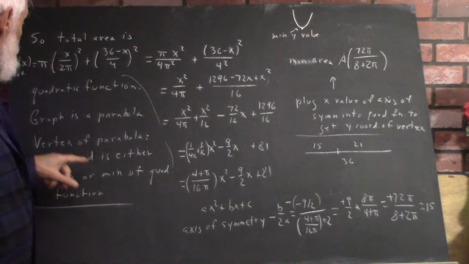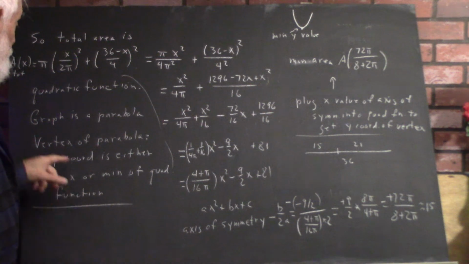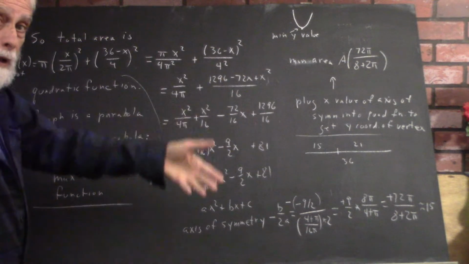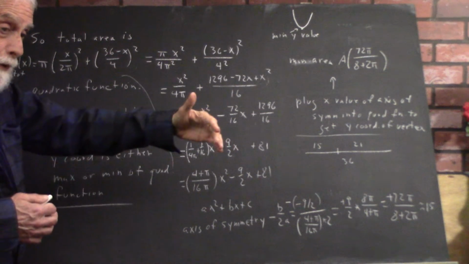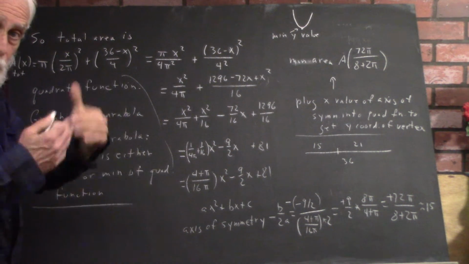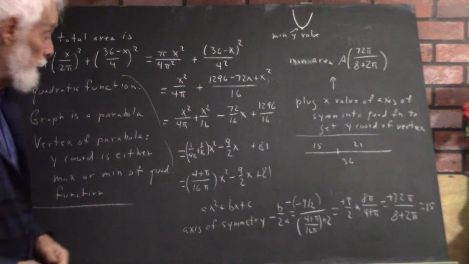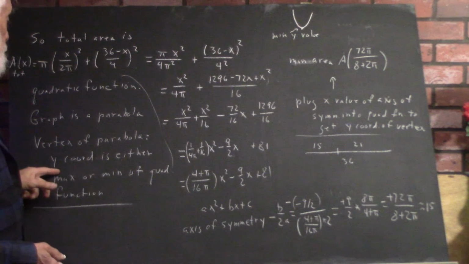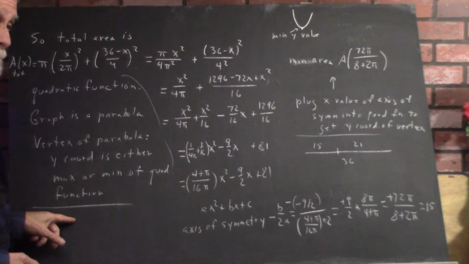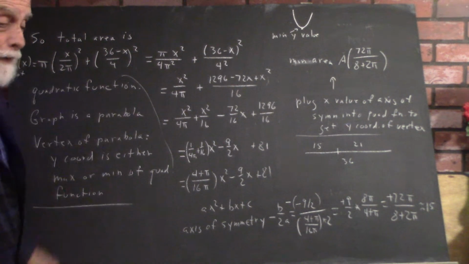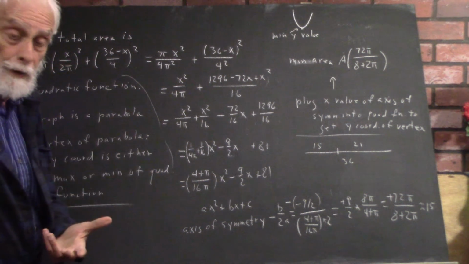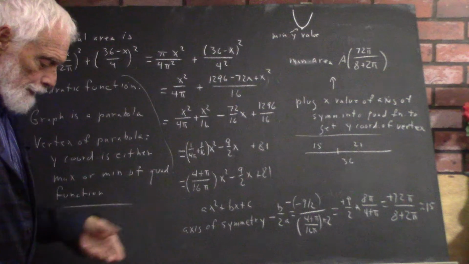Okay? The vertex of the parabola has a y-coordinate that's either the maximum, if the parabola opens downward with the vertex at the top, or the minimum, if the parabola is opening upward with its vertex at the bottom. So the y-coordinate of the vertex is either the maximum or the minimum value of the function. So we have a quadratic function here, and all we have to do now is find the y-coordinate of its vertex, something that we hopefully mastered a couple of weeks ago.